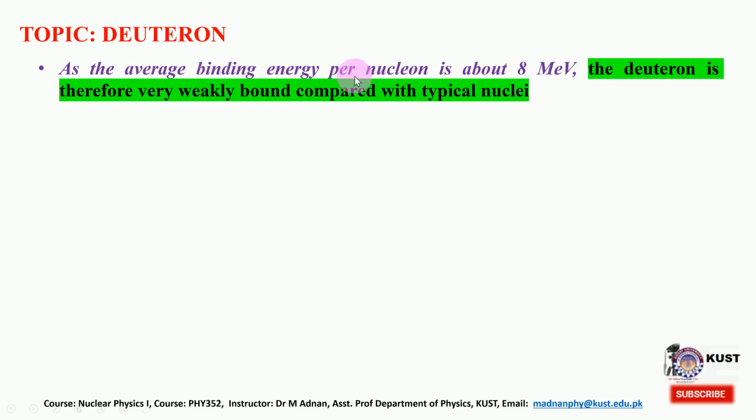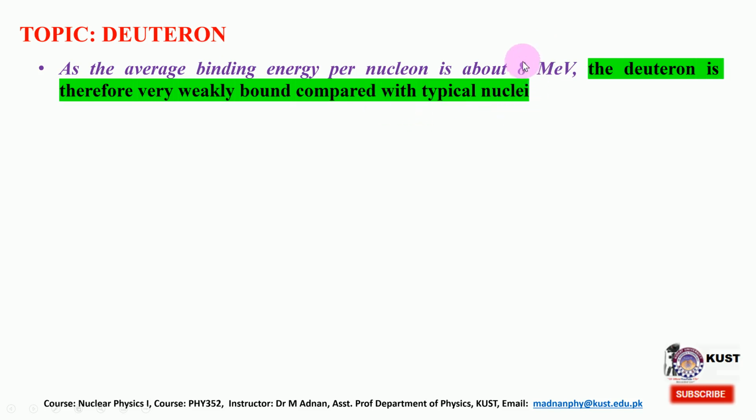Now, if you remember, when we were discussing the semi-empirical mass formula, we concluded that the average binding energy per nucleon for a typical nucleus is 8 mega electron volt. So the deuteron is a weakly bound system compared to typical nuclei, since the binding energy is 2.2, so we can say that the deuteron is weakly bound.